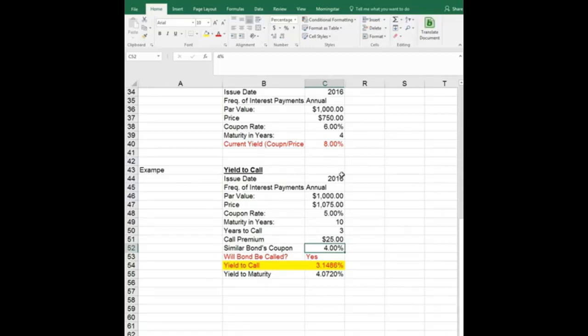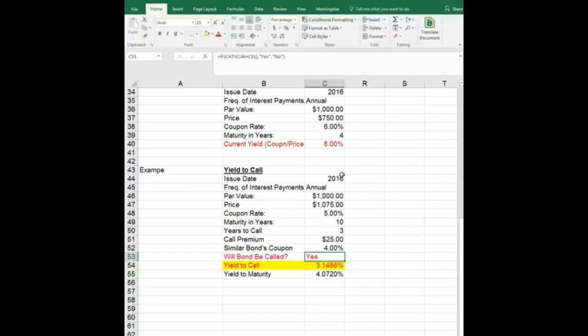Well, that depends on whether the bond will be called. And the bond will be called if it makes sense for the company to do that. So one way we can determine if a bond's going to be called is to look at the bond's current price of $1,075 and compare that to the par value plus the premium. So this bond is selling for $1,075 and it would cost $1,025 to call the bond, so the company will call the bond.